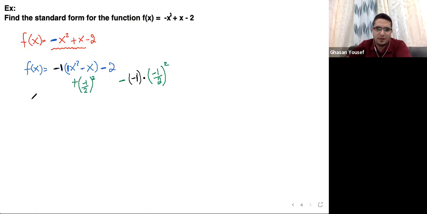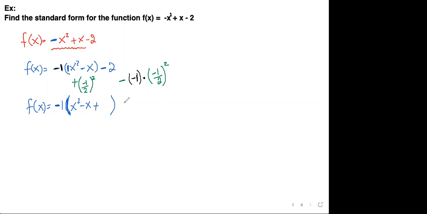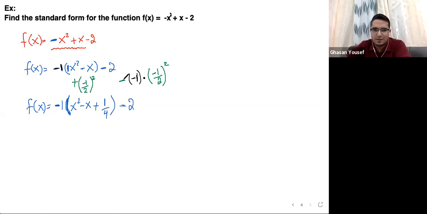So I'm going to get now f of x equal -1, open parentheses, x squared minus x, plus -1/2 square. What is the value for -1/2 square? Is it 1/4? Yes, 1/4. And outside it's -2. Minus times minus is positive, and here I get 1/4 plus 1/4.